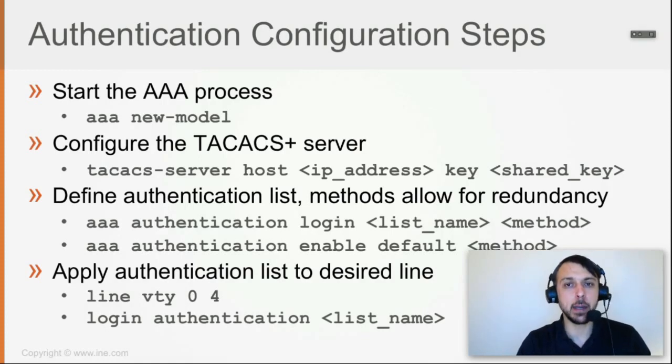Because after the list name, I'm going to configure the method, which in my case is going to be via TACACS+. So the list name is going to tell the router if the authentication is applied or not by default, and the method is going to tell the router how you want it to authenticate the user's login. What is the method? The method is going to be TACACS+ or RADIUS or local, or multiple methods can be configured for fallback purposes.